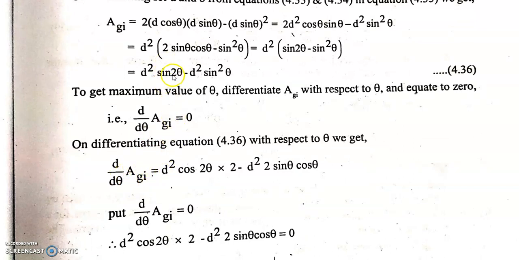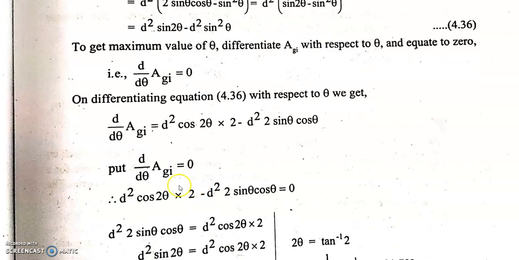Differentiating, sin 2 theta will give cos 2 theta, and sin square theta will give 2 sin theta cos theta, and then we have to equate it to 0. So here it is D square cos 2 theta into 2, and on differentiating the second term we get sin 2 theta, so it is 2 into cos 2 theta.